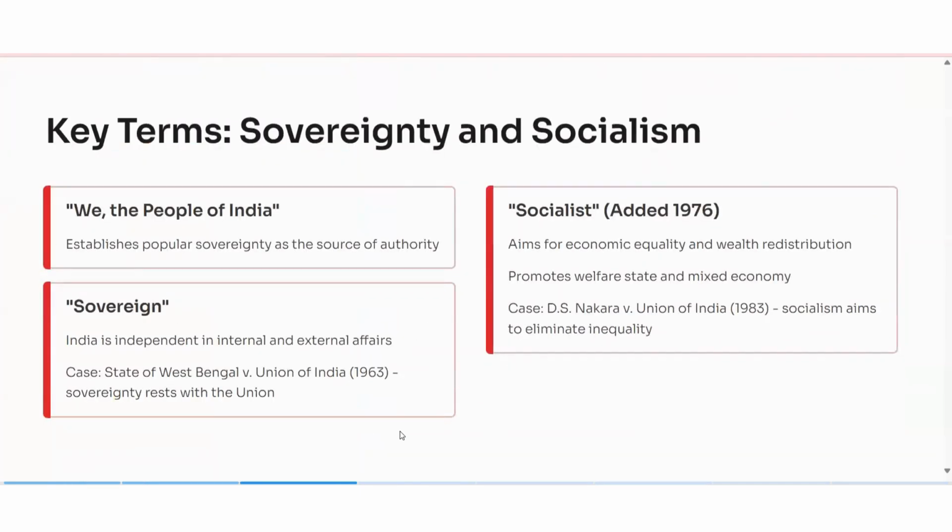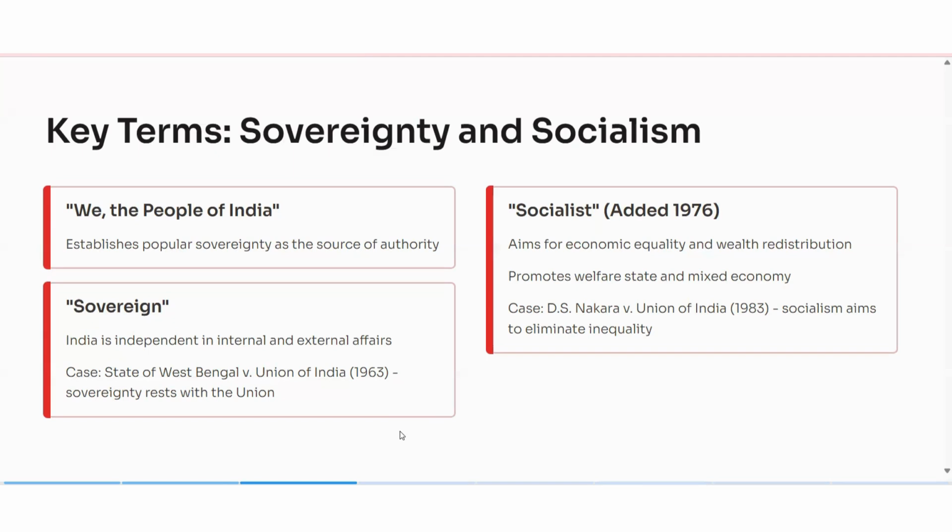There are some key terms which we need to understand. What is the meaning of sovereignty and socialism? We, the people of India, establishes the popular sovereignty as the source of authority, and the authority is in the hands of the people of India. They can make the government, they can unmake the government. So the highest power in any democratic process lies with the people of that country. So India is independent in internal as well as in external affairs.